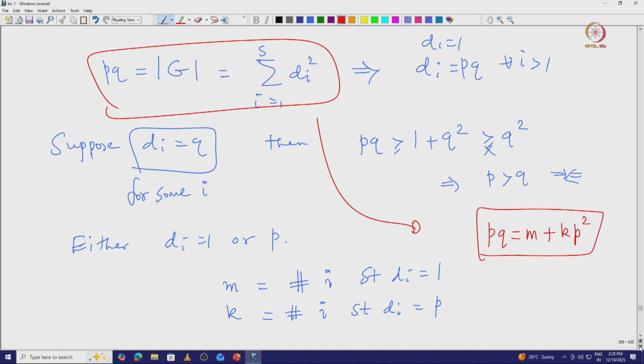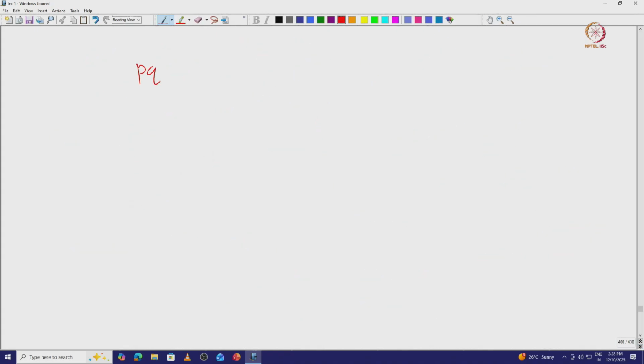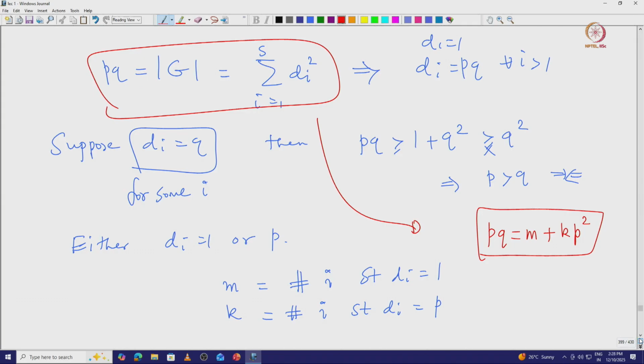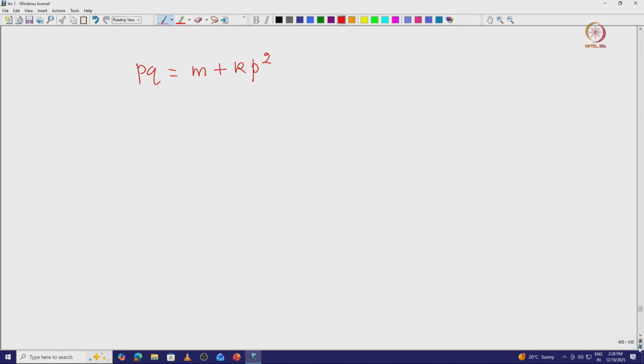So, now we have this equation pq equals m plus k p squared. Let us try to understand that. If we go back, we claim that p also divides m, or we can simply say that m is at least p. So, why is that true? For this we just use the previous lemma.